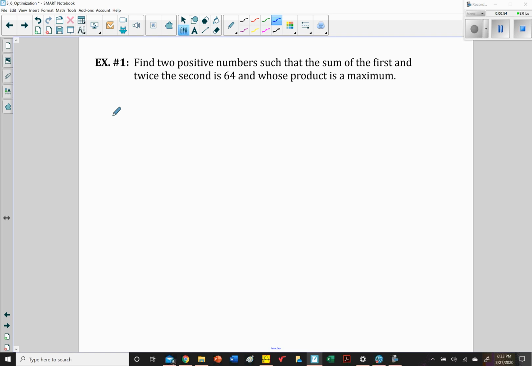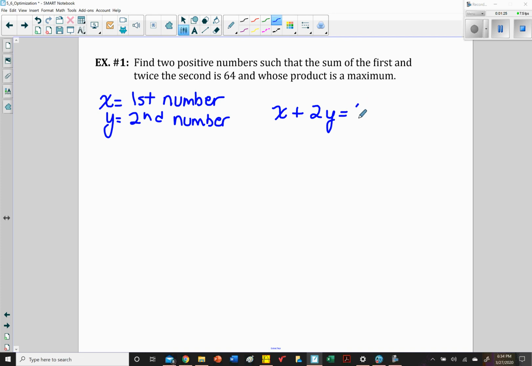Let's say you have two positive numbers, and the sum of the first and twice the second is 64. So we want to establish x is our first number and y is our second number, and write an equation for that first sentence. Y is the second number. And then we can write an equation. So the sum of the first and twice the second number is 64.